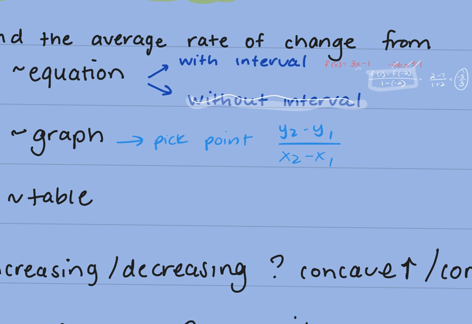And then from a table, okay, you're going to find the rate of change on a specific interval. It'll say from whatever, -1 to 2, you'll go to your table, you'll find whichever ones they want you to find the rate of change on, and you'll do y2 minus y1 over x2 minus x1. So in those scenarios, it will give you the interval.